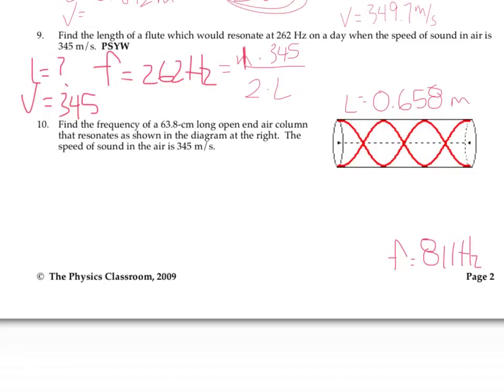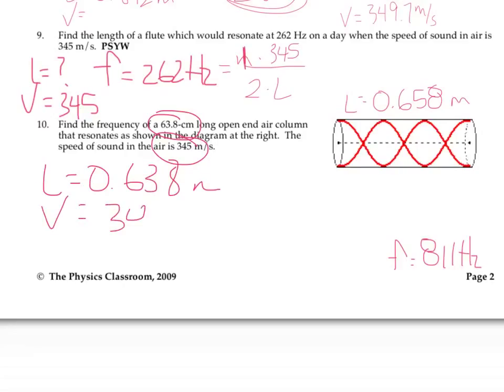And lastly, for number 10, you're asked to figure out the frequency of the 63.8 centimeter long open-end air column shown to the right here. You're given again the speed, we're given the length here, which we are going to convert to 0.638 meters since our velocity is in meters per second. And then we just have to take a quick look at our diagram to see what kind of harmonic we're working with here. To find the level of harmonic when you're looking at a picture, just count the nodes. There are 3 nodes here.